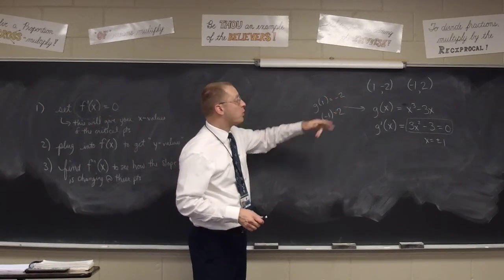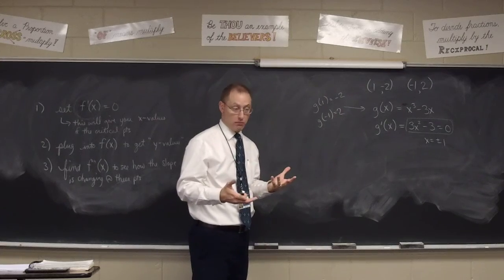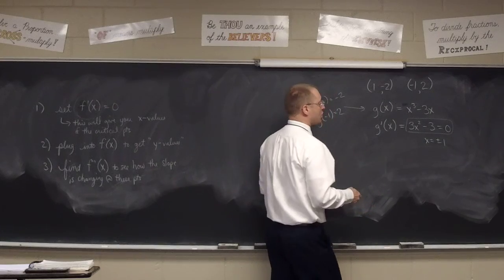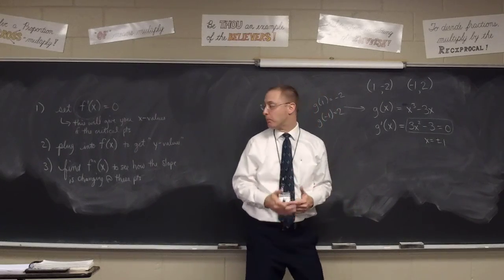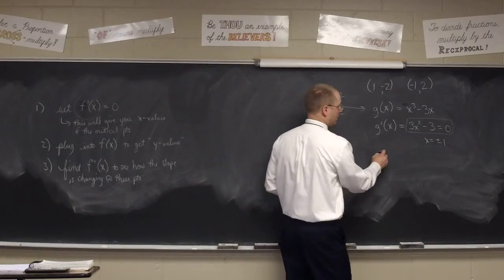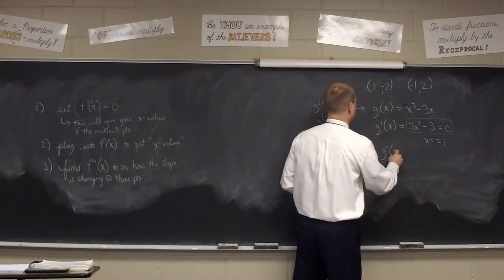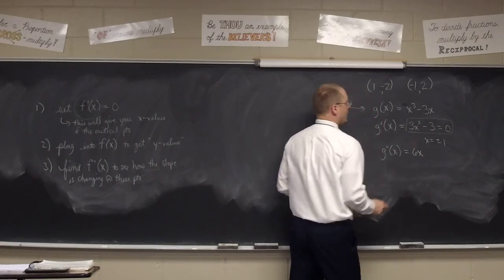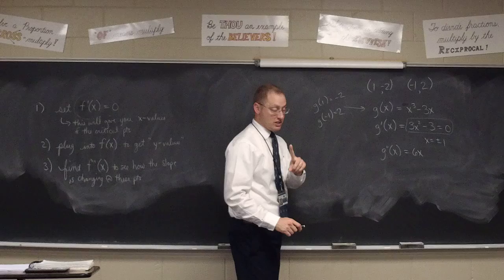But I want to know which one's max and which one's min. Surely they're not both maximums, right? That shouldn't be able to work, right? So to figure out whether they're maximum or minimum points, class, we're going to find the second derivative. I'm going to find g double prime of x. And that's going to be 6x.